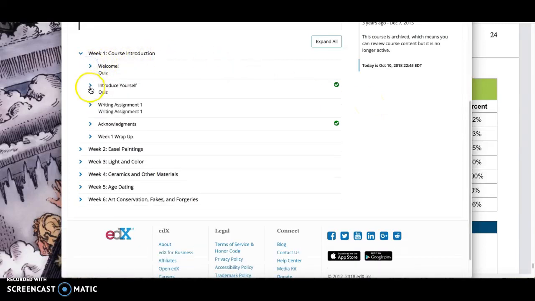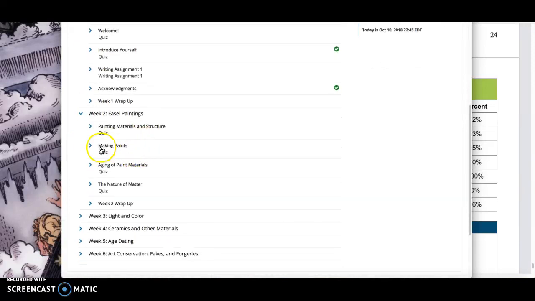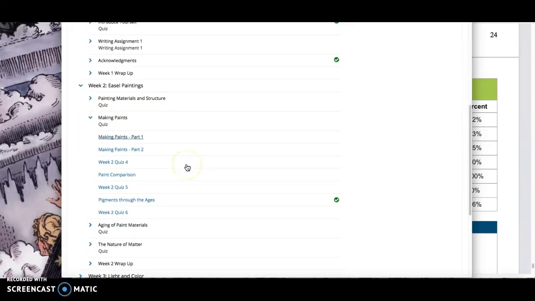Once you get to the regular content, like down here in week 2, we can look at making paints, and from here it follows a very consistent format. There's a lecture or 2 lectures and then a quiz, and then another lecture, then a quiz. And that pattern repeats for all of the lectures. And then it concludes with an activity of some sort, like a discussion board, and then a final checkup quiz for that topic. So I wanted to commend him for his use of sequencing.